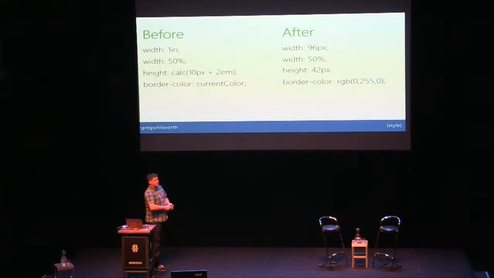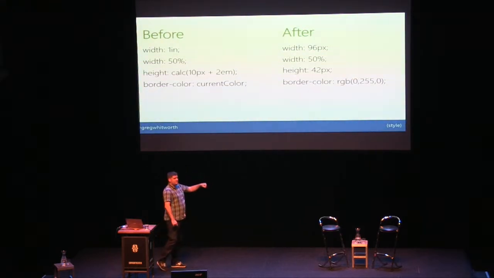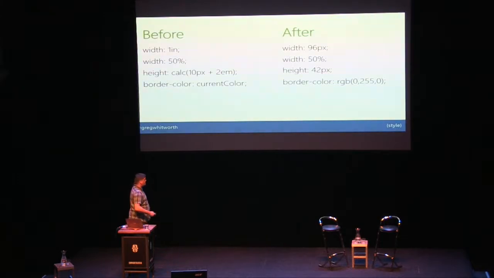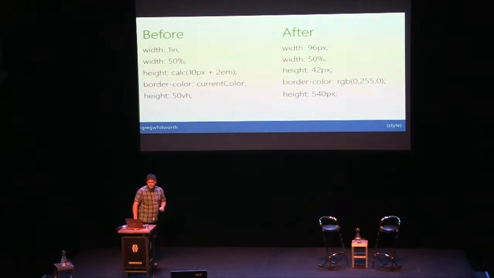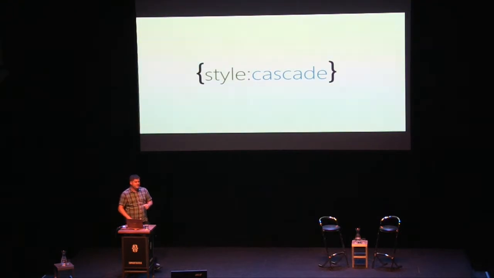Border color, currentColor, you heard about this earlier. This comes out as the RGB value of the actual current color within the rule set. And then a height of 50vh. Assuming that's a 1080p monitor and the browser's full height, this becomes a height of 540 pixels. Now we're ready to do the cascade.